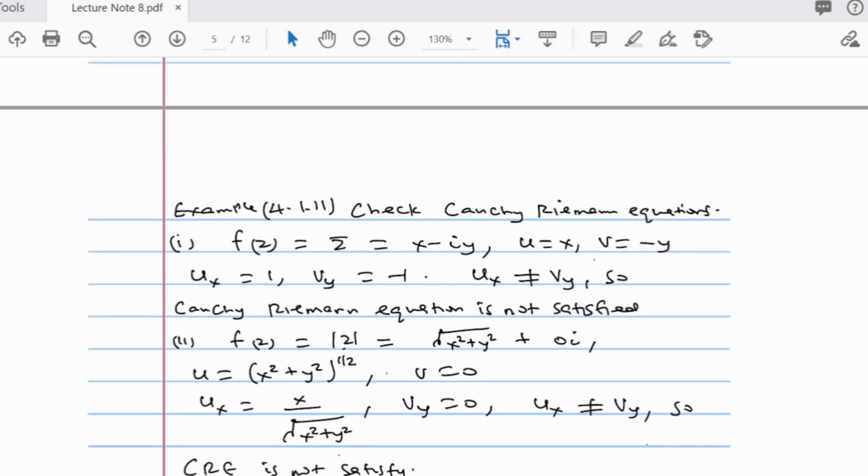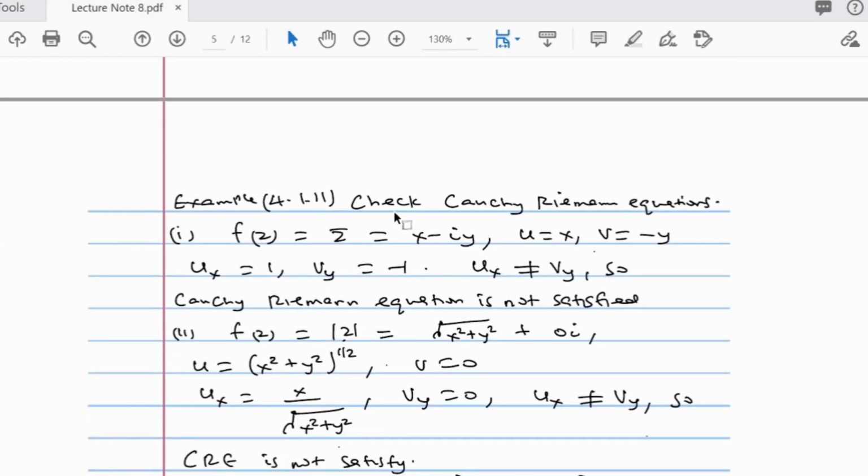Okay, so let's give examples to show whether a function satisfies the Cauchy-Riemann equation. The question says, check whether the following function satisfies the Cauchy-Riemann equation. I take my f of z to be equal to the conjugate of z, which is x minus iy. That means my u is x, my v is minus y.